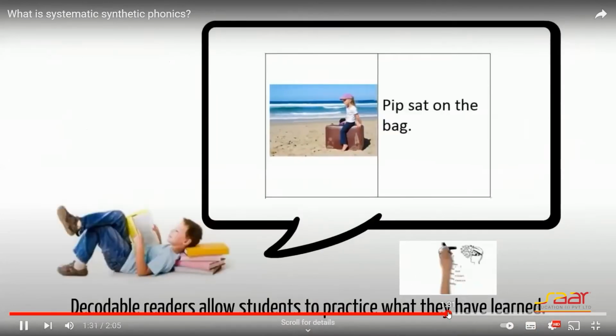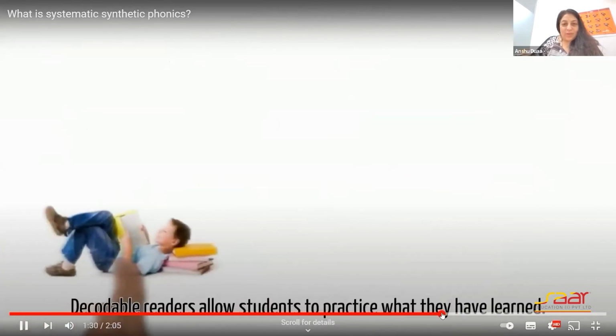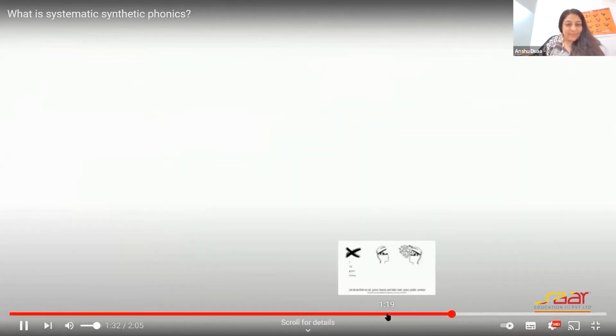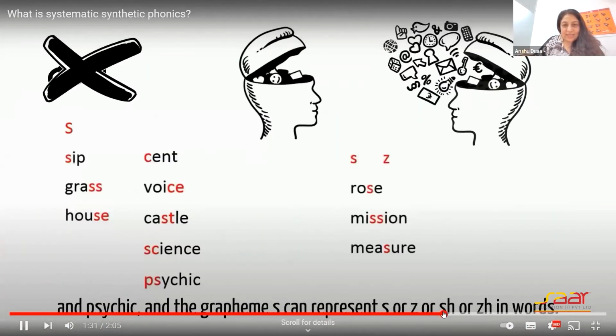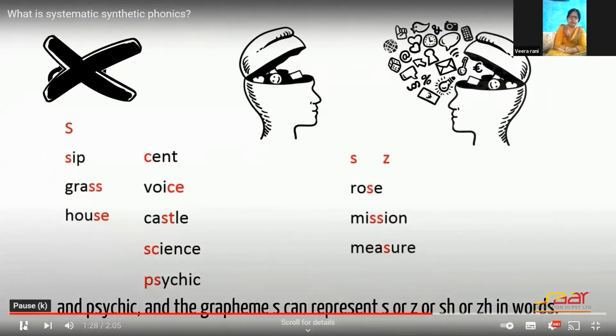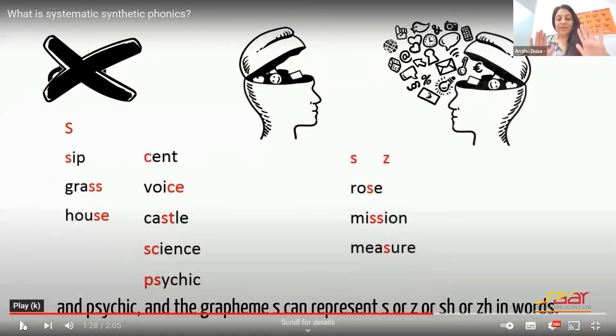Decodable readers allow... Yeah. I want all of you to come up to this place. I'll just show this again. Okay, just look at this picture that you see here.